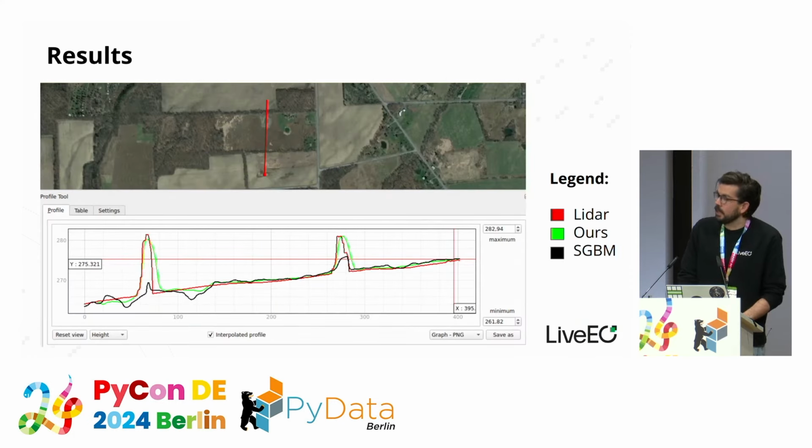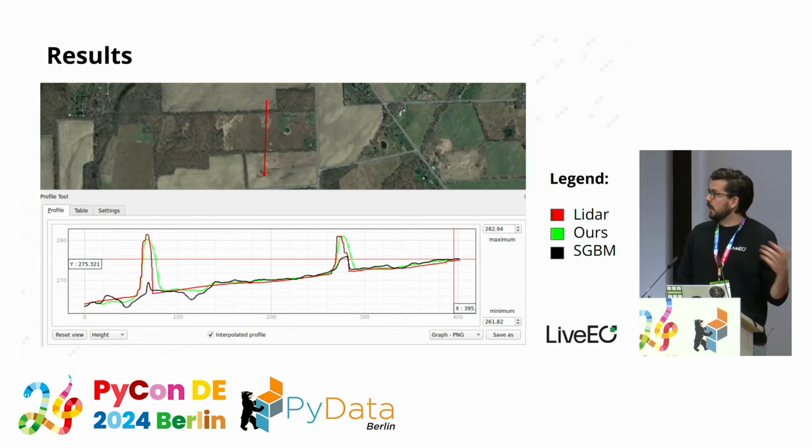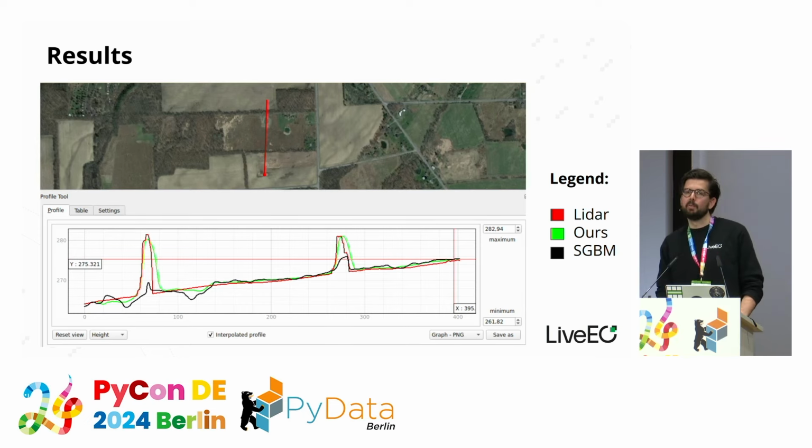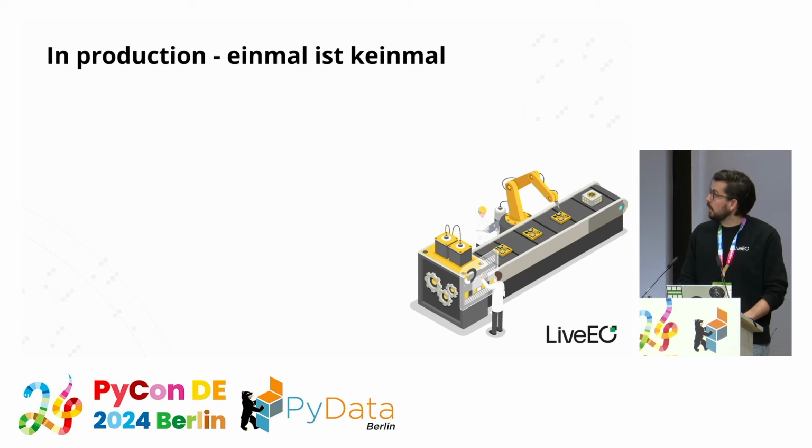And this is the same location as you saw in the first image. Again, in red, it's the LiDAR, which we're trying to achieve the same quality as. The black was the quality of our first attempts using the classical computer vision methods. And the green that you see now, I hope you can see that, is the outcome of our deep learning methods. And as you can see, we're pretty much right there with the LiDAR in terms of determining the height of these trees.